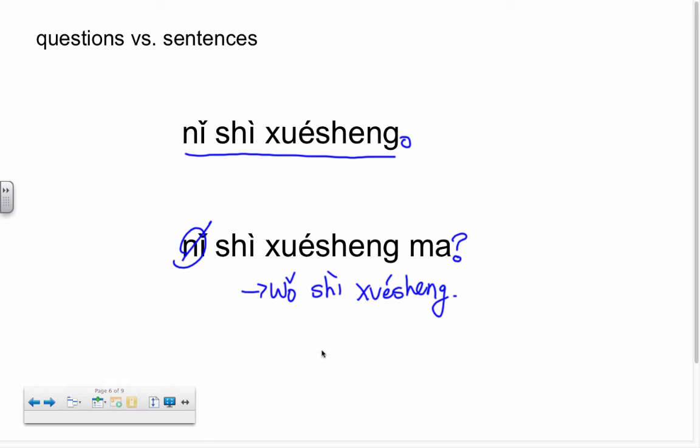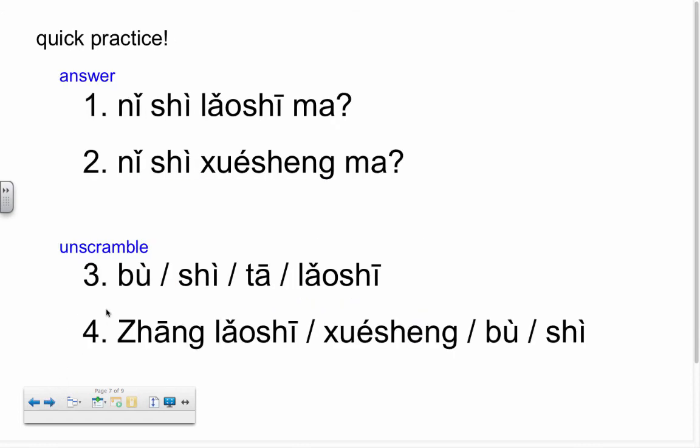Awesome. And what if you weren't a student? How would you answer that? So this is the positive answer. What about the negative answer? No. Well, if we remember what we did a second ago with 不, we're going to just do that right here. So it's going to be 我不是水生. And that's it. So here we have a couple questions here. I have two questions right here. 你是老师吗? And 你是学生吗? I also have two sentences that are scrambled up.